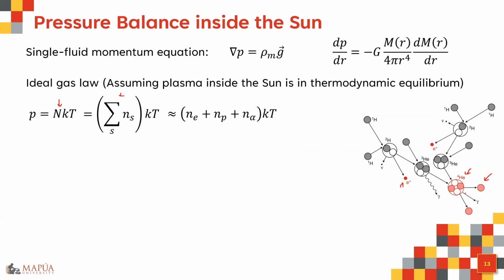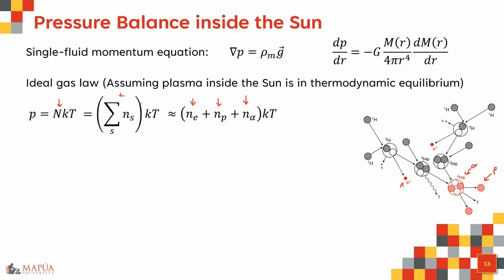The trace particles, the heavier elements, are actually negligible relative to the amount of this. So you have this one for your electrons or positrons. This is for your protons. This is your alpha. This is for your alpha. These are your protons. Okay.